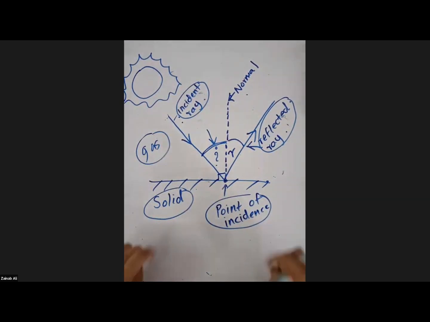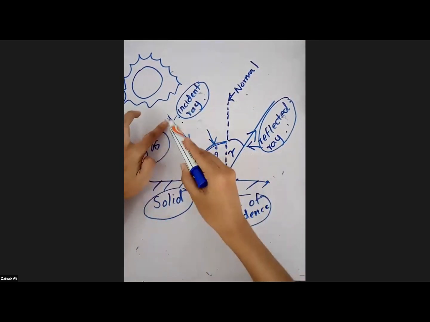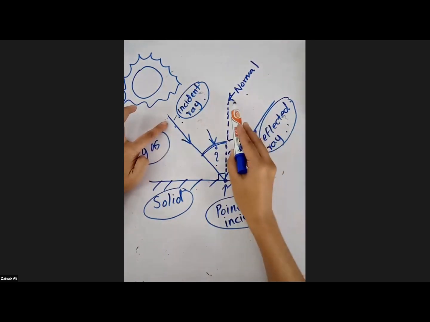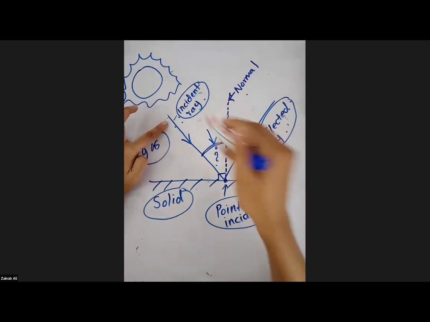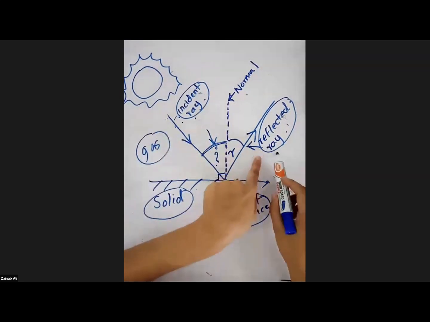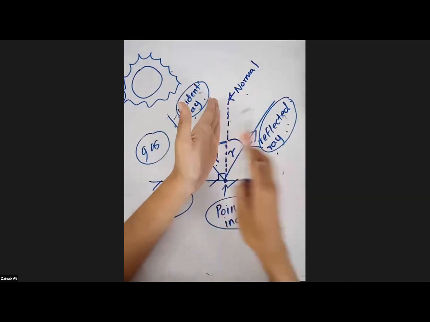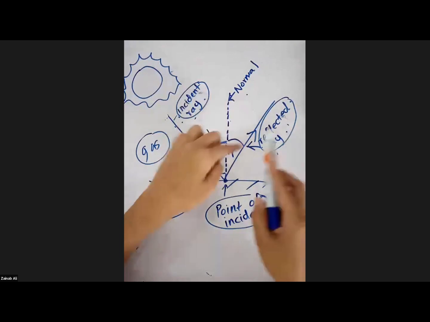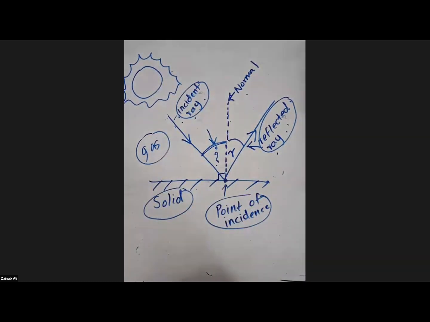What is known as the angle of incidence? The angle between the incident ray and the normal drawn at the point of incidence, you call it the angle of incidence. And what is the angle of reflection? The angle between the normal and the reflected ray, you call it the angle of reflection. I hope it is clear for everyone.